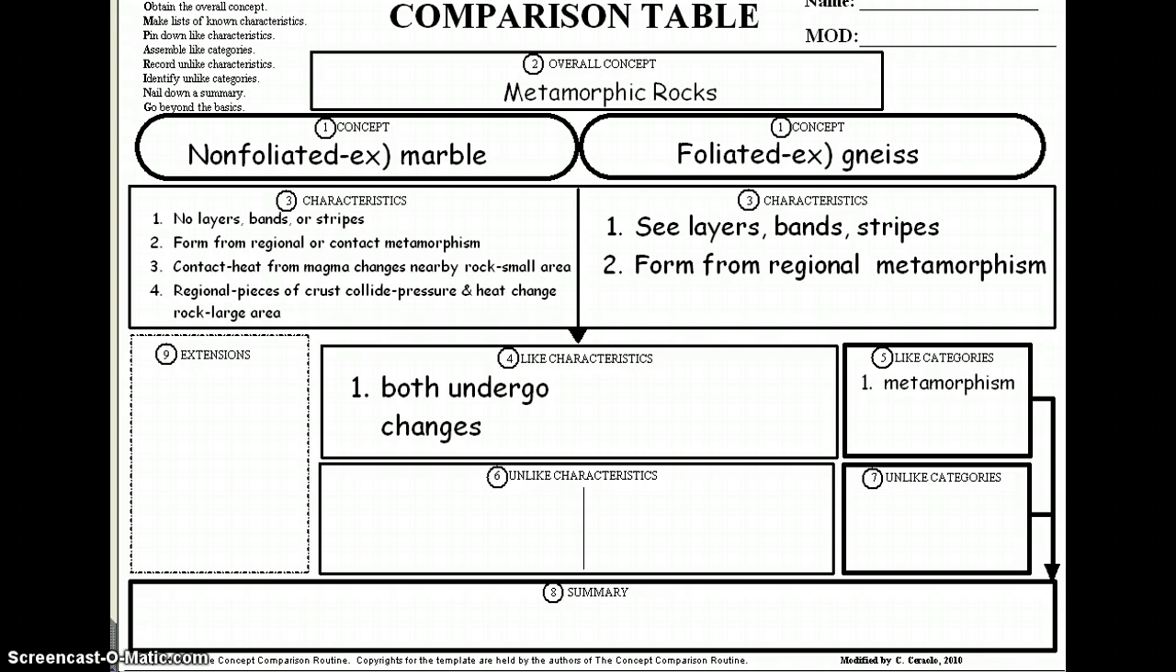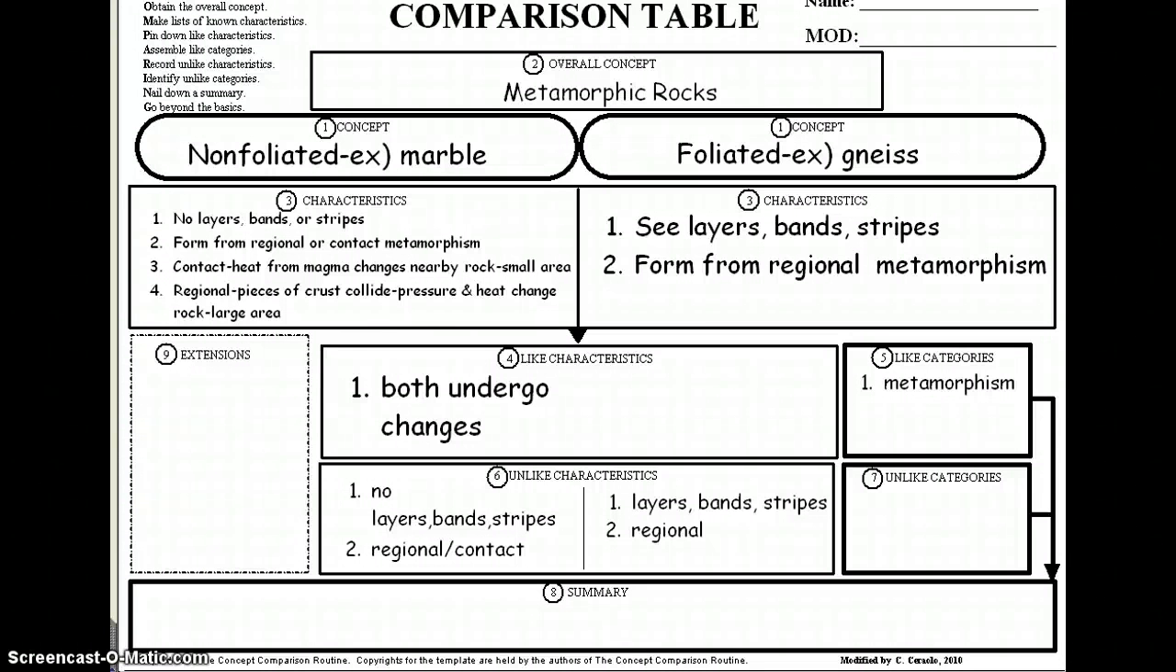Now looking at unlike characteristics. So what's unique to a nonfoliated metamorphic rock? Well, we know that they have no layers, bands, or stripes, and we know they form from both regional and contact metamorphism. So that's unique to a nonfoliated metamorphic rock. Now, looking at a foliated metamorphic rock, we see that they have layers, bands, or stripes, and they form only from regional metamorphism.